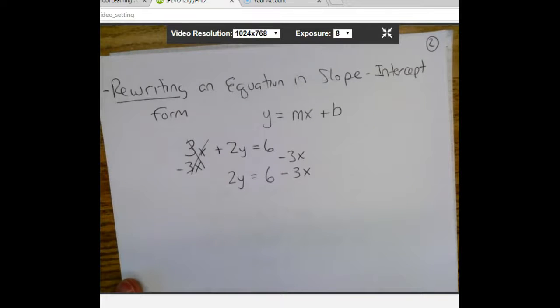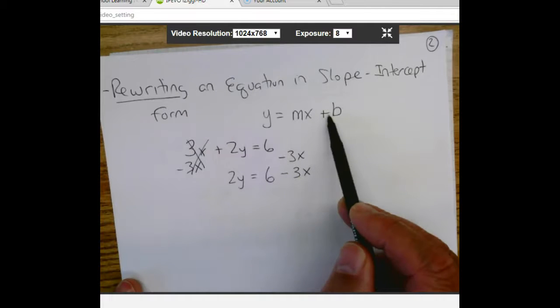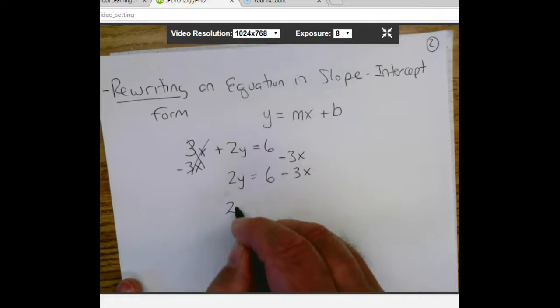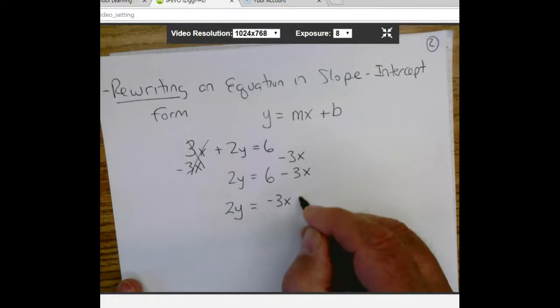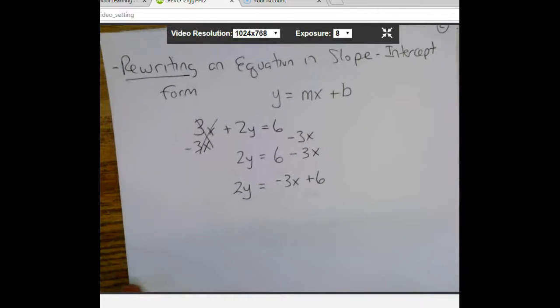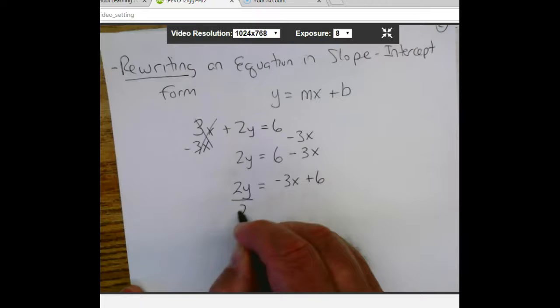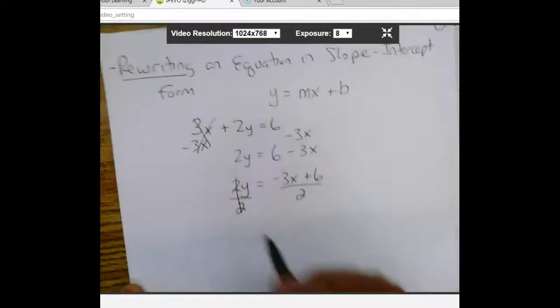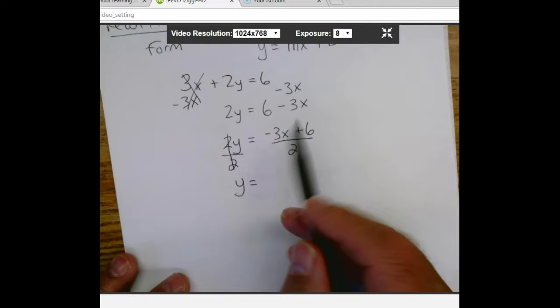Okay. And then we might want to realize we have 6 minus 3x, and really we want x before b. So we probably want to move that first. So we'll go 2y equals negative 3x, and we're just adding it to 6. Then again, we still need to get y by itself, so we divide everything by 2. This will cancel, and we'll then have y equals negative 3x divided by 2.